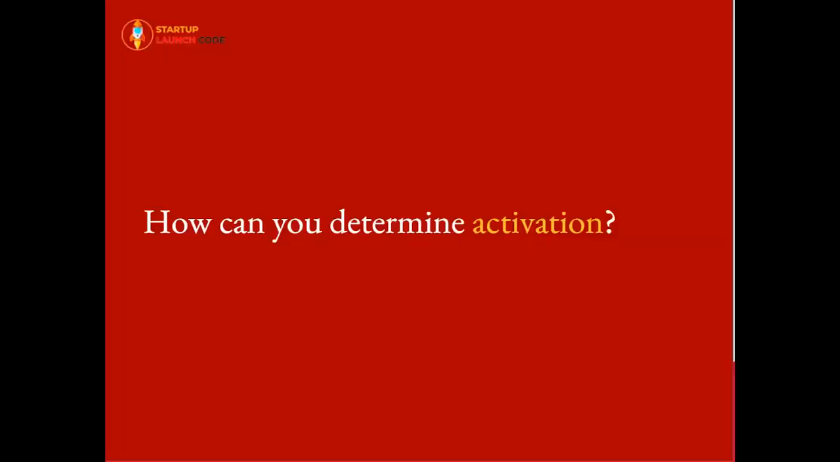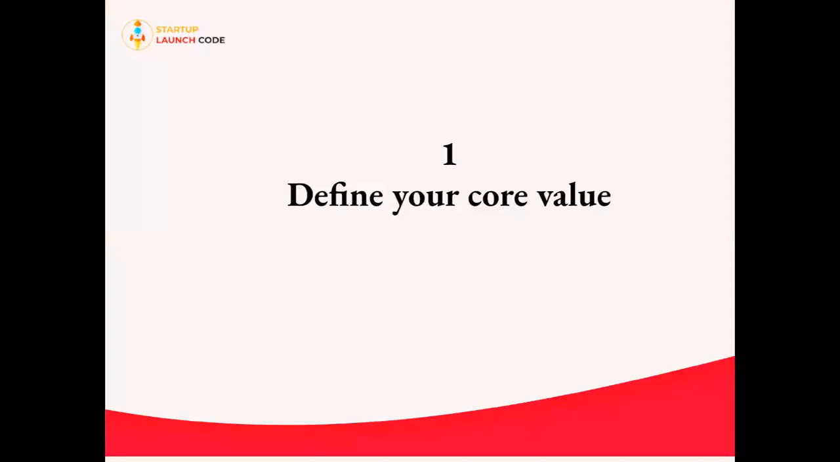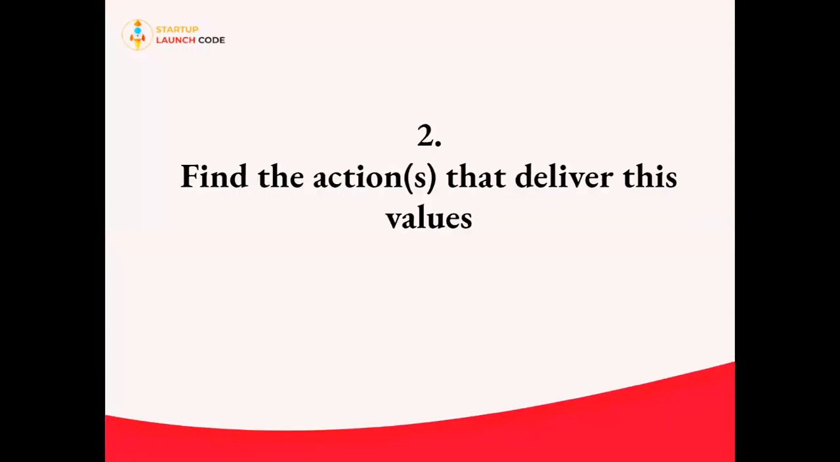Now, how do you determine activation for your product, since you now know the difference between the aha moment and the activation of a user? Number one, you need to first determine the core value. What value does your product offer? Once you are able to determine the value that your product offers, the next thing is to find out what actions or steps lead to that value, so you can easily lead your users to take those steps for them to experience that value.